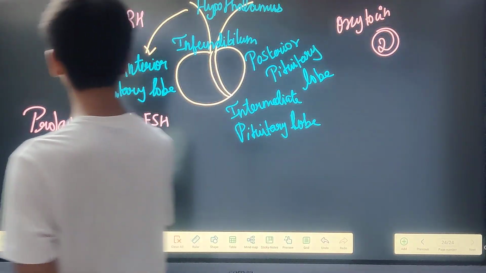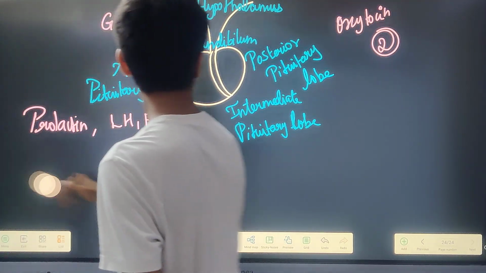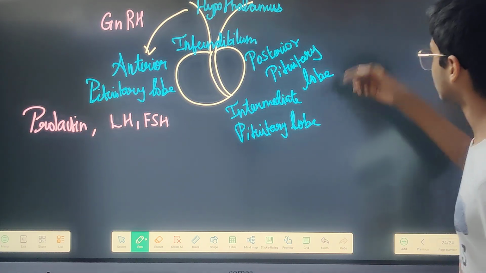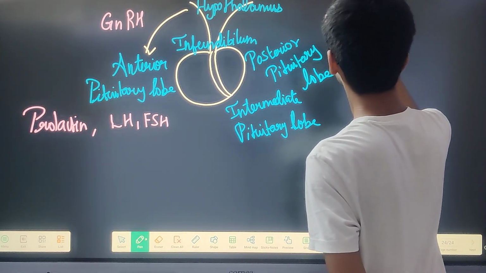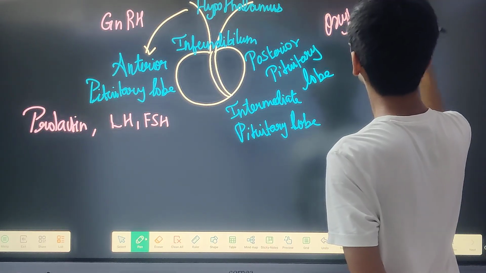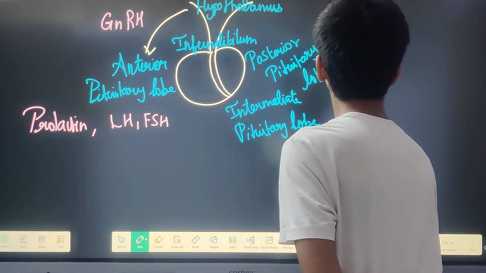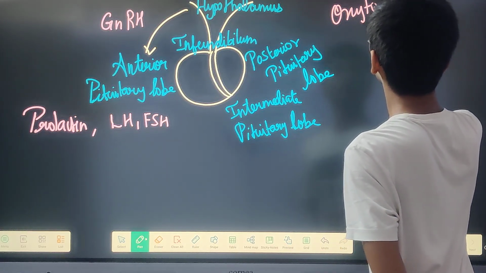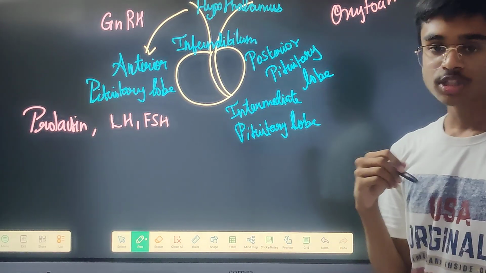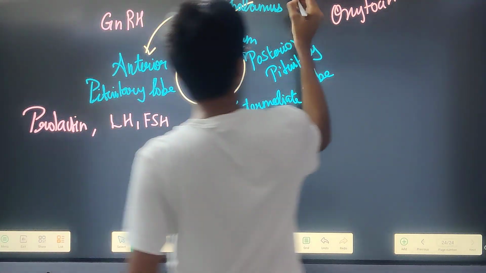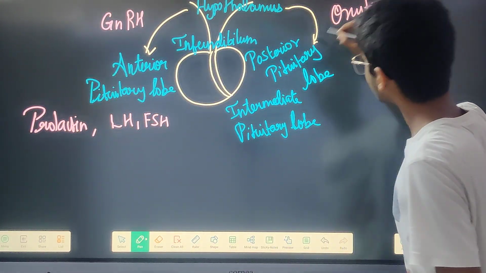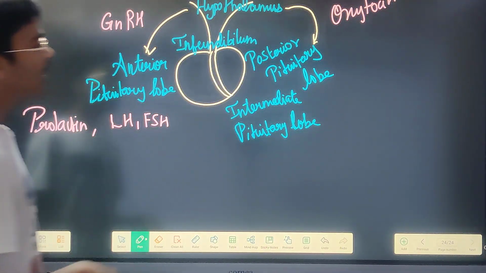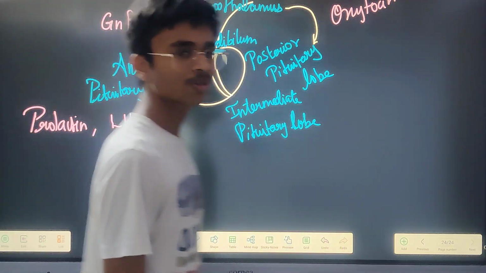Also, oxytocin is not actually secreted by the posterior pituitary lobe. This oxytocin is actually secreted by the hypothalamus, and it is just stored by the posterior pituitary lobe.